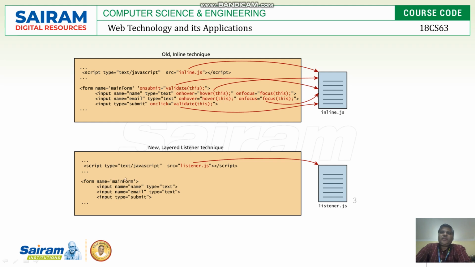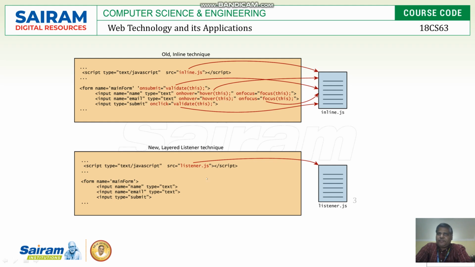executing the events. The new way is: script type is text/JavaScript, source is listener.js, a separate file that is maintained for all the listener objects. So you just call that and you are able to execute these programs. This is the best way, because anything you change is reflected in the complete program. In the old way you have to change things individually, which takes a lot of time, and there is even confusion in that. Here it is not like that.